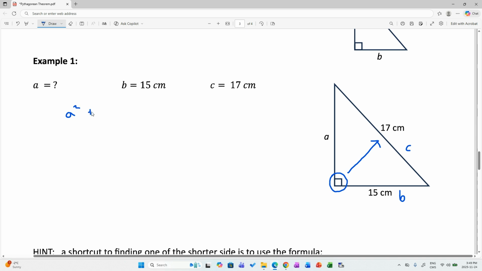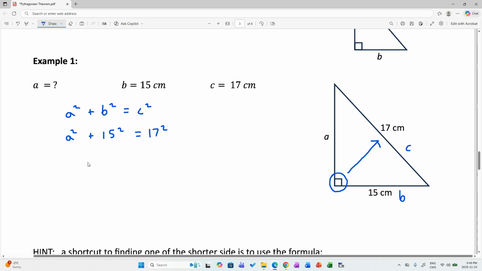We have A squared plus B squared equals C squared. Now we don't know what A is, so I'm just simply going to leave A squared as A squared. I know what B is. B is 15, so I'm going to replace B squared with 15 squared. Now, I also know what C is. C squared is going to be 17 squared instead, because C equals 17.